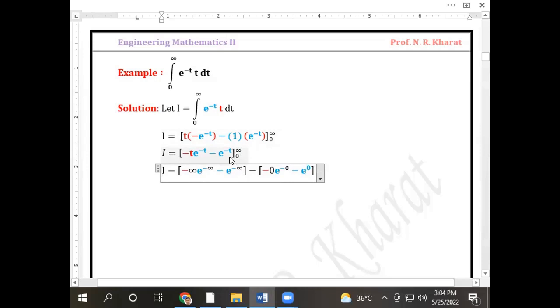Putting the value of the upper limit and the lower limit, we get minus infinity times e raised to minus infinity, minus e raised to minus infinity. We get the terms after replacing the upper limit, minus the lower limit value put in the given expression. We know that the exponential function grows faster as compared to the algebraic function t. So the value of minus infinity times e raised to minus infinity is 0, because we know that the value of e raised to minus infinity is equal to 0.